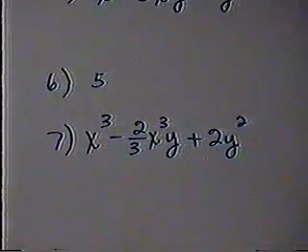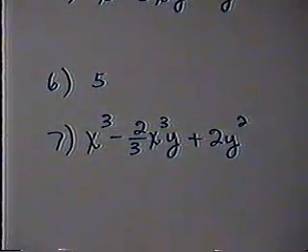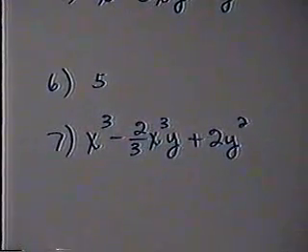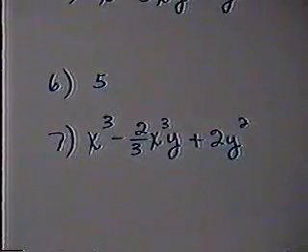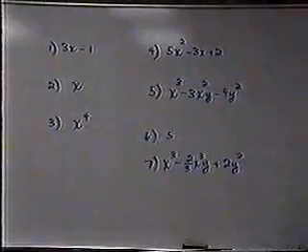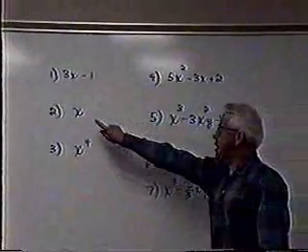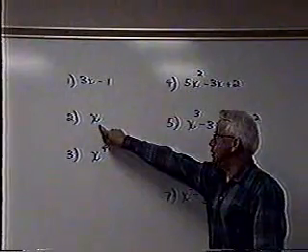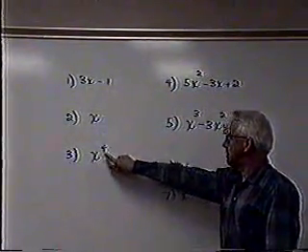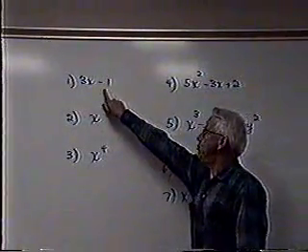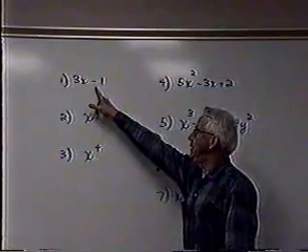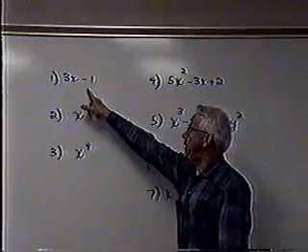Now, let's look at all 7 of these and talk about some things that you need to know for terminology. All right, first of all, monomial. Mono, 1. This is a monomial. It only has one term. This is a monomial. This is a binomial. 2 terms. 2 terms combined in an expression. Binomial.